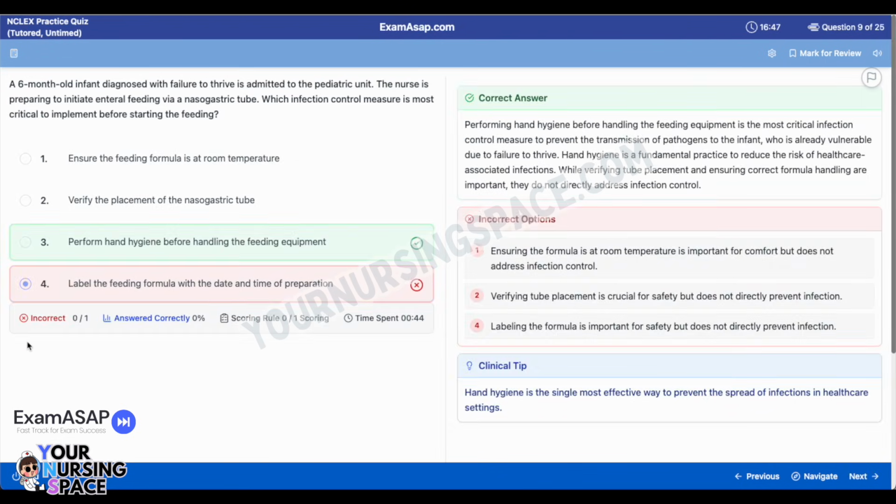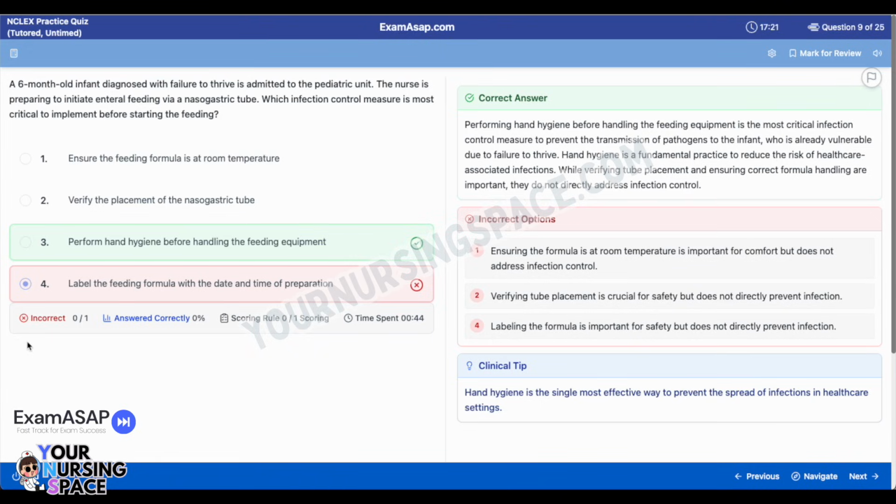The correct answer is C. Rationale. Correct answer, C. Performing hand hygiene before handling the feeding equipment is the most critical infection control measure to prevent the transmission of pathogens to the infant, who is already vulnerable due to failure to thrive. Hand hygiene is a fundamental practice to reduce the risk of healthcare-associated infections. While verifying tube placement and ensuring correct formula handling are important, they do not directly address infection control.